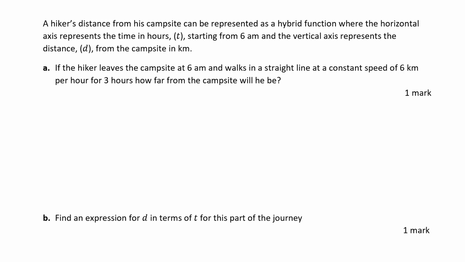Welcome. So in this video, we'll be answering this question before us. It says a hiker's distance from his campsite can be represented as a hybrid function where the horizontal axis represents the time in hours t starting from 6 a.m. and the vertical axis represents the distance d from the campsite in kilometers.